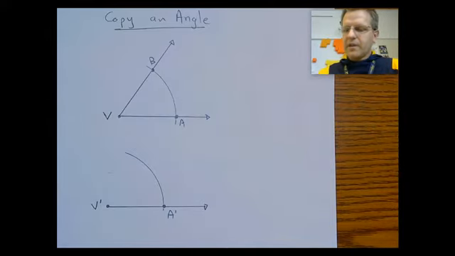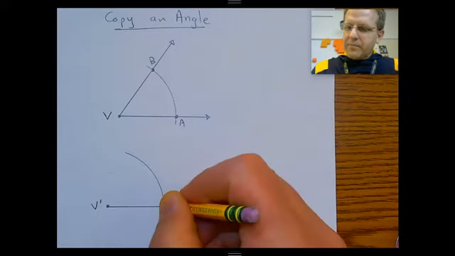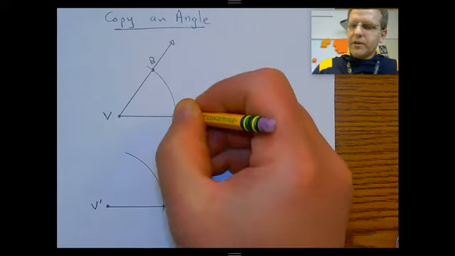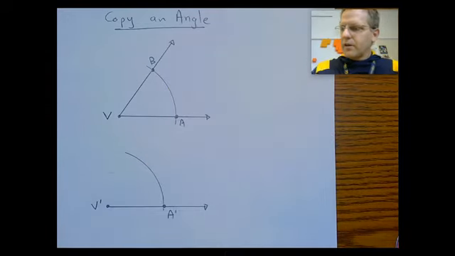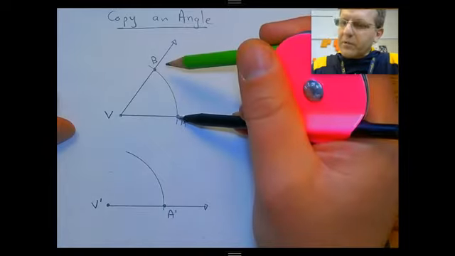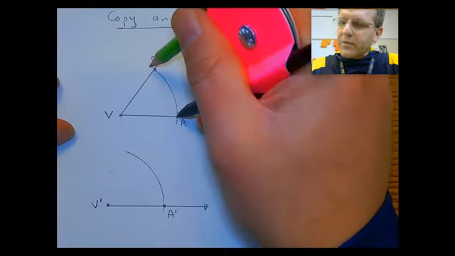Hey, we're almost home. Now, B prime is going to live on this same arc, just like B lives on that arc. So B prime is somewhere over here, but we don't want to guess. There's always people who think that we'll just guess, but that's not what we're doing.